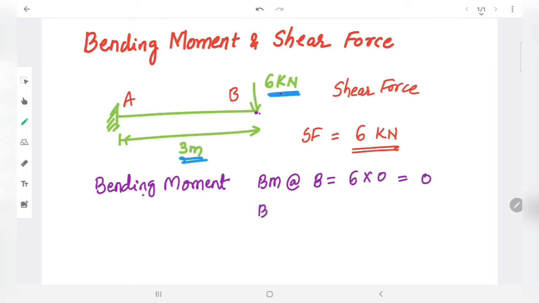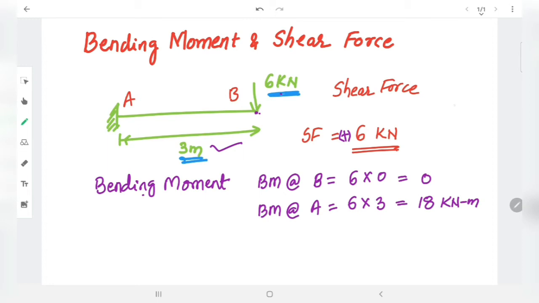Okay, whereas bending moment at A is equal to how much? 6 into this distance, 3 meter. You will be getting 18 kN meter. Okay, you may take either positive or negative, it depends on the sign convention. Here I will be taking it as positive if we have the downward force on the right hand side, and the clockwise moment will be taken as negative.